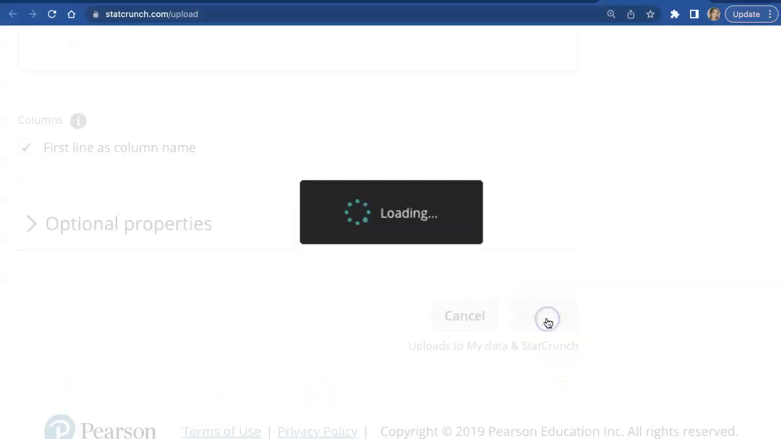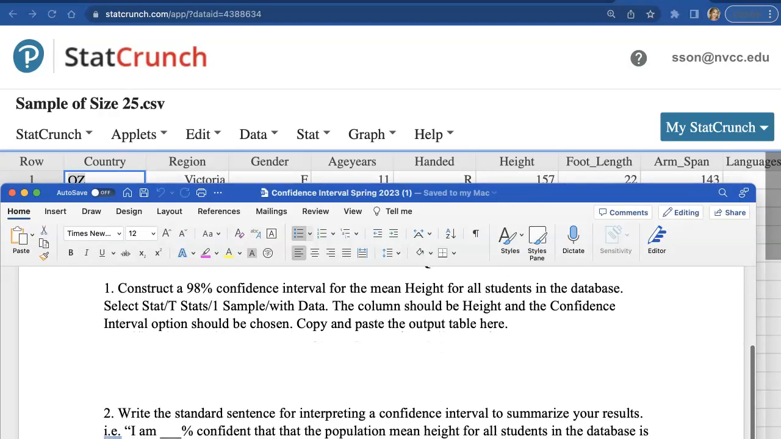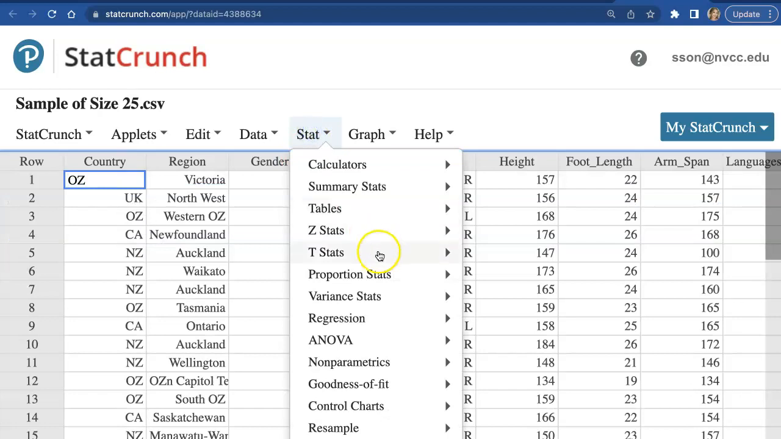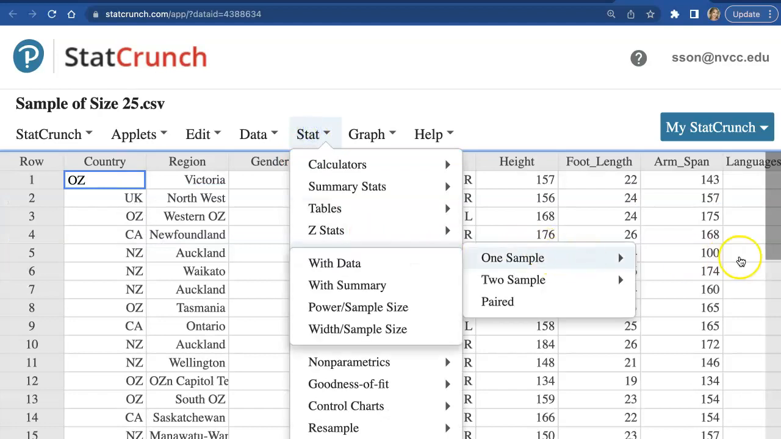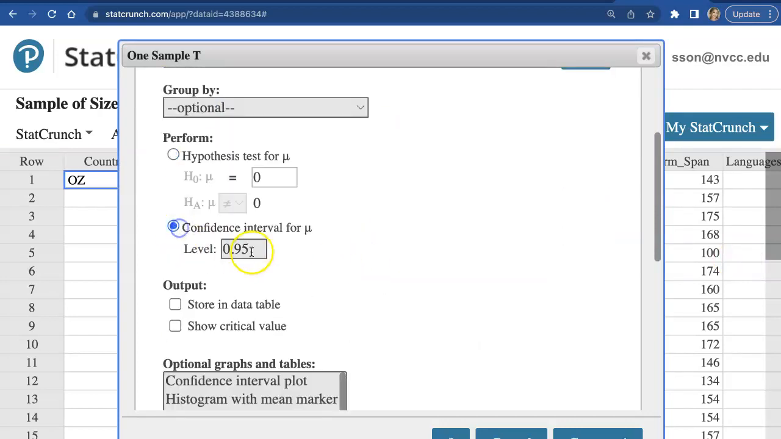and click on Upload. Now, question number 1 will ask you to construct a 98% confidence interval for mean height for all students in the database. Select Stat, T Stats, one sample with data. Column should be height, and the confidence interval option should be chosen, and we will enter 0.98 for the 98%. So go to Stat, T Stats, one sample with data. Select height, scroll down, change the confidence interval level to 0.98 and hit compute.